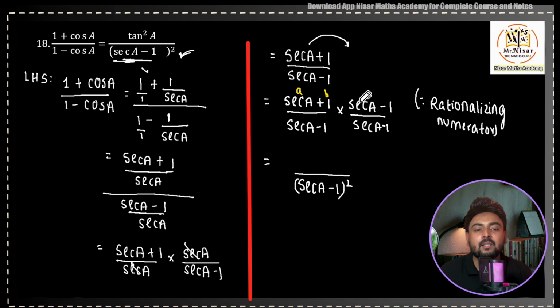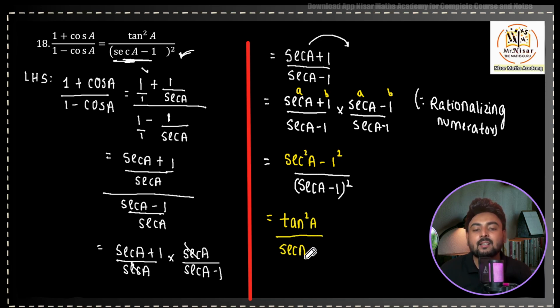It's a plus b and it's a minus b. So a plus b into a minus b, a square minus b square. So sec square a minus 1 square. And sec square a minus 1, what is that? This is already taught to you. Identity number 2. Sec square a minus 1 is nothing but tan square a. So your answer will be tan square a upon sec a minus 1 whole square.